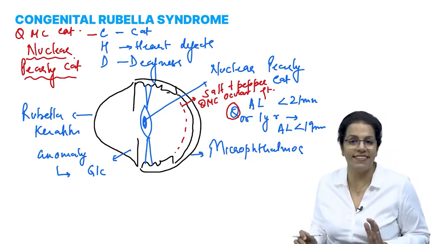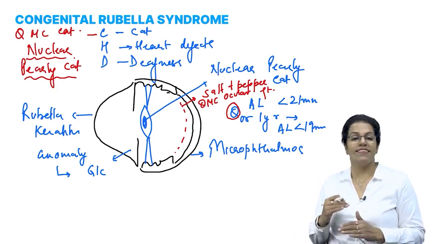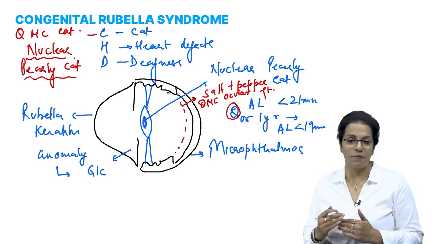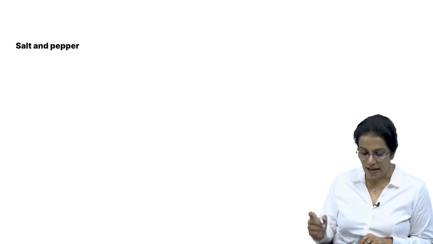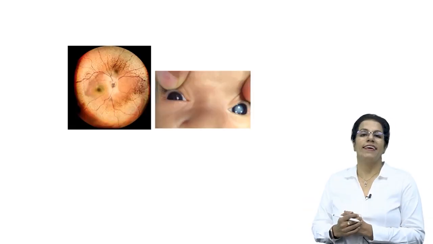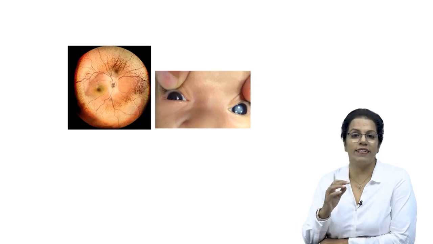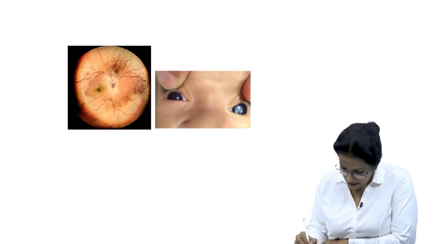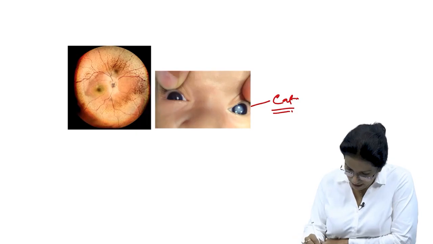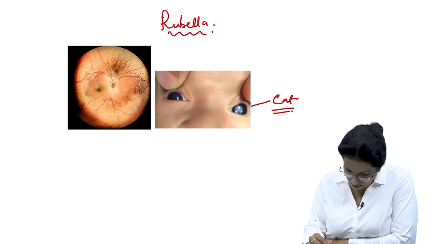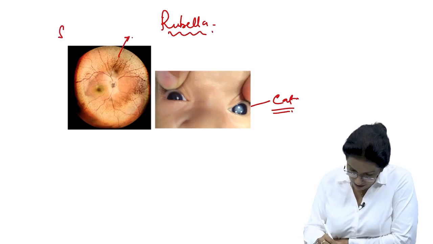Let's also learn what can be the causes of salt and pepper fundus. Is it only rubella, or do we have other causes? Yes, we can have other causes. Okay, so let's have a look. This is salt and pepper fundus. And this is the case of a rubella where you can see this cataract out here, right? So this is the case of rubella infection, and we can also see the pigmentary disturbance as salt and pepper.